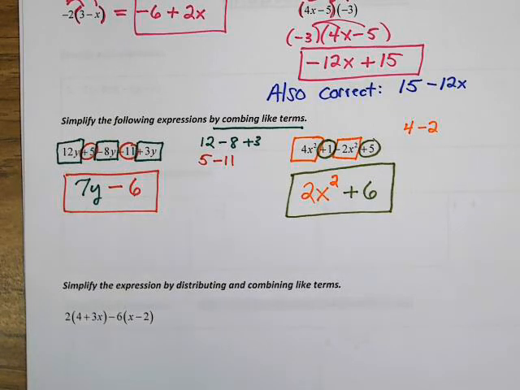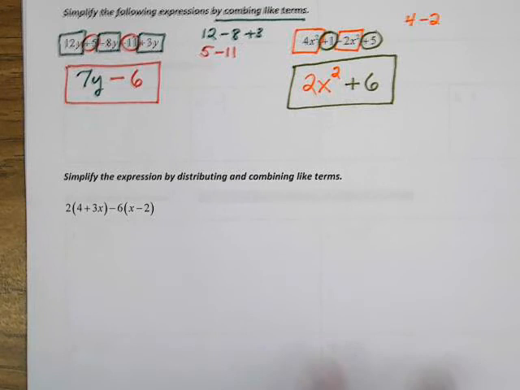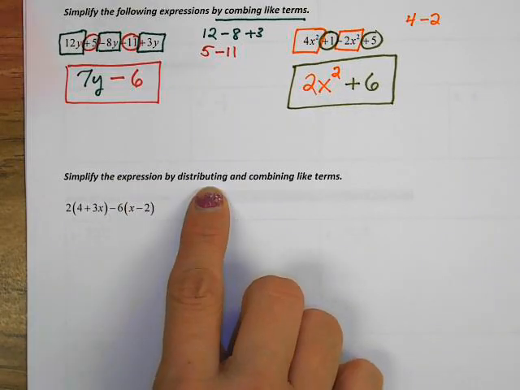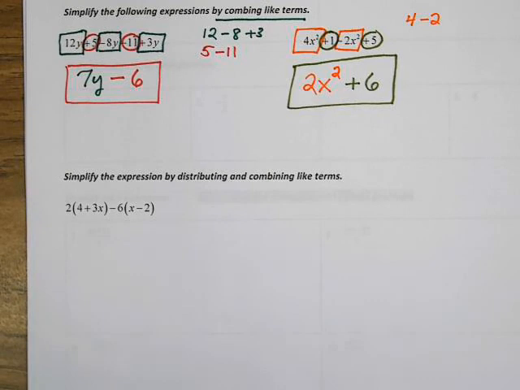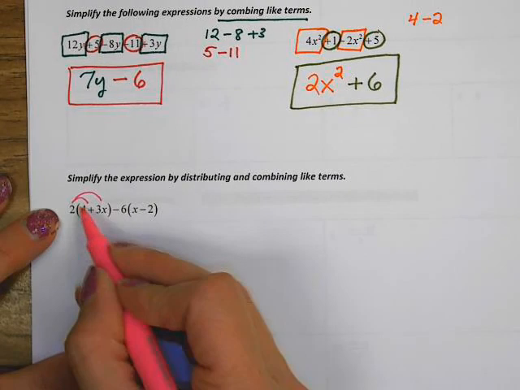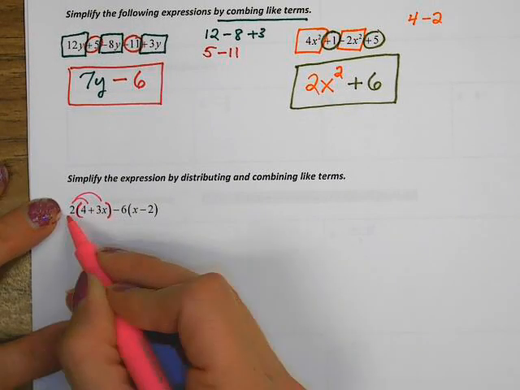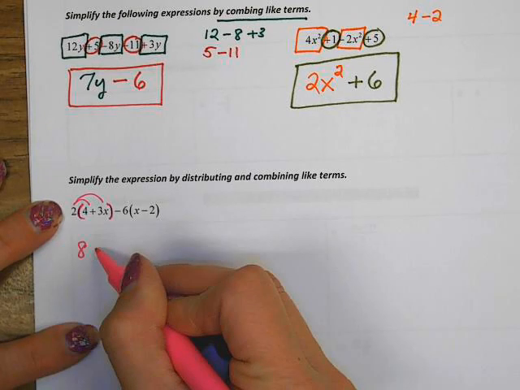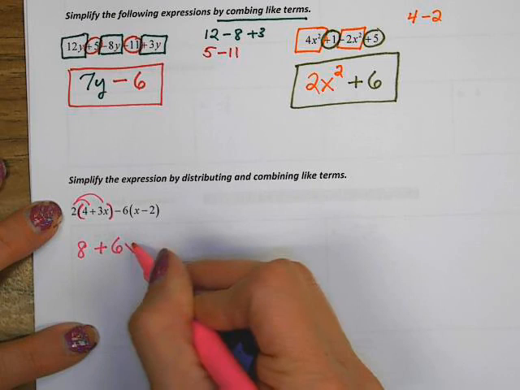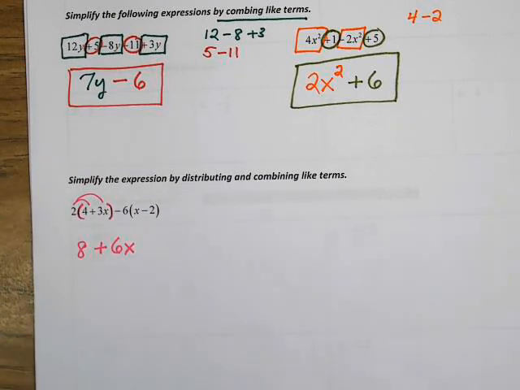All right, and then at the end of the chapter, we did all of the steps at once. We're going to simplify by distributing and combining like terms. But I know you guys are really good at this. So first, we're going to distribute a 2 into just these parentheses here. So 2 times 4 is 8, plus 2 times 3x is 6x, and that's it. That's as far as it goes.